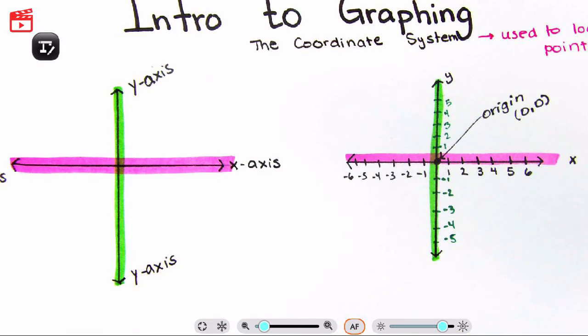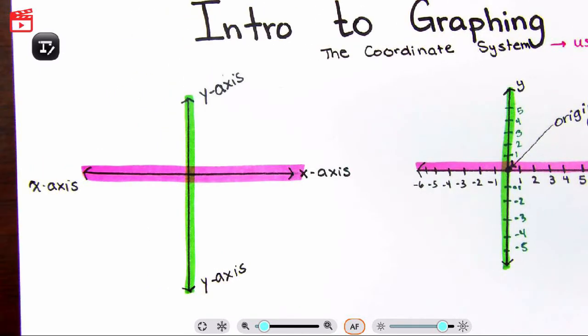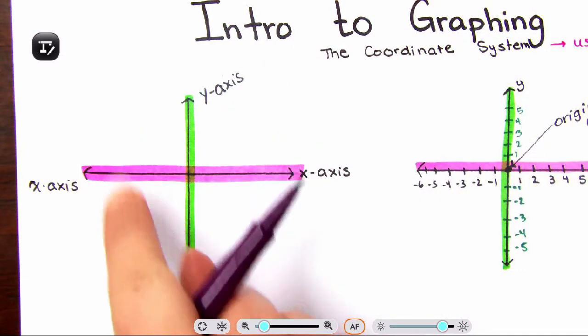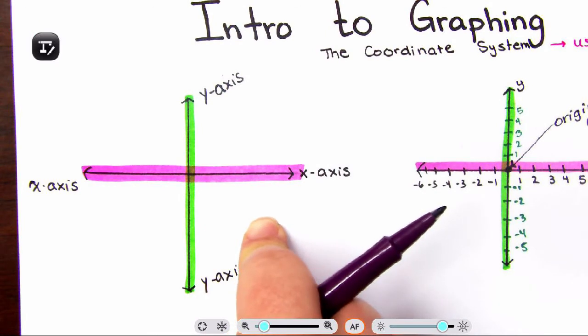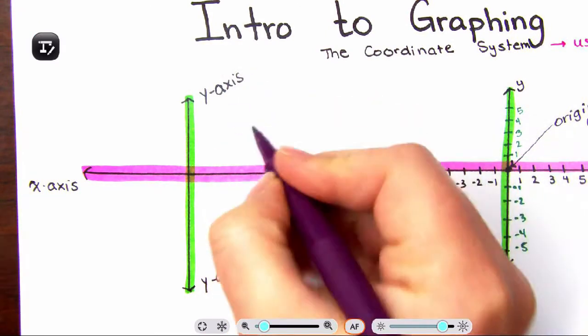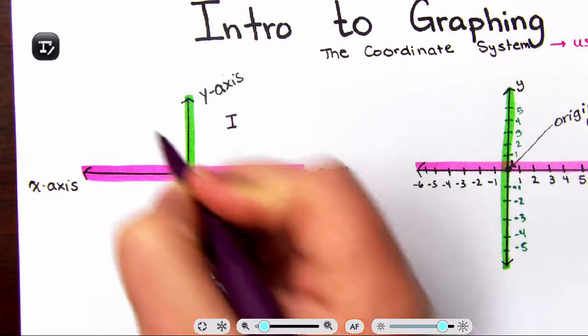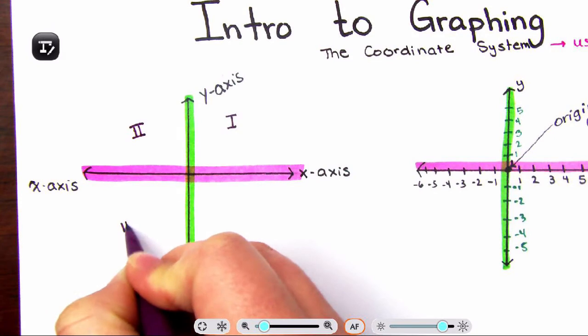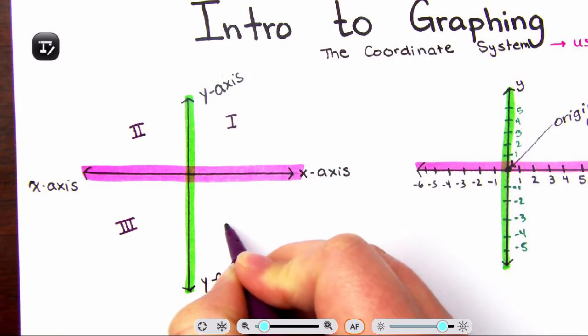let's talk about the quadrants. There are 4 quadrants to the coordinate system. Now, what is a quadrant? Quad just means 4. If you go quadding, you go on a vehicle with 4 wheels. So the coordinate plane contains 4 quadrants. These quadrants are almost like boxes. They're not boxes, they're the spaces. This space is quadrant 1, this space is quadrant 2, this space is quadrant 3, and this space is quadrant 4.